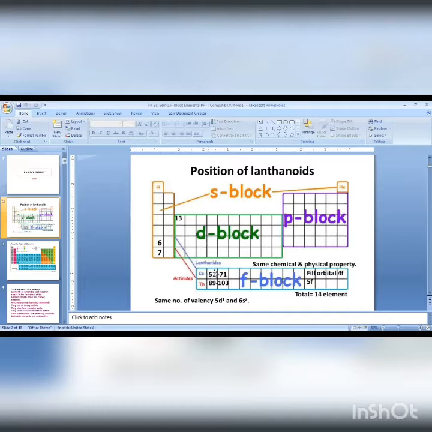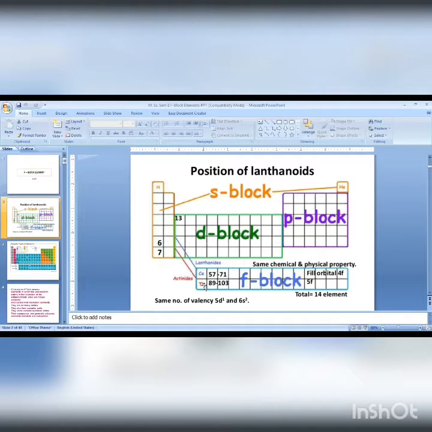The first series is known as the lanthanide series, and the second series is known as the actinide series. The series named the lanthanide series starts from lanthanum and ends with lutetium, atomic number 71. Here the 15 members comprising a separate series are known as lanthanides. Lanthanum being the first member of the series, hence it is known as the lanthanide series.